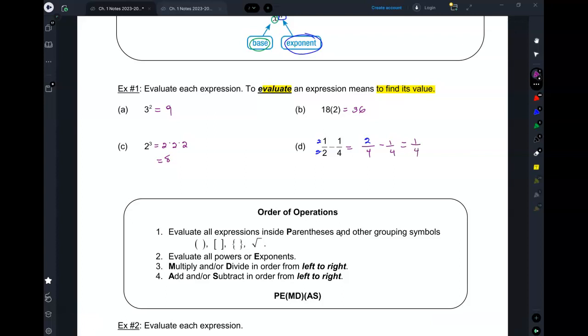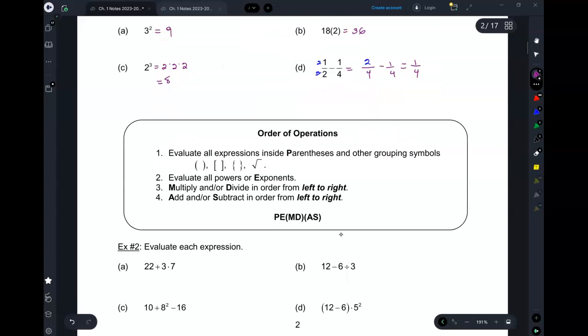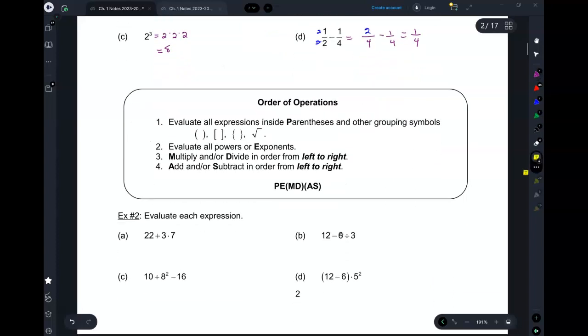So if it's halves and quarters like this, I also think to myself, okay, if I have half a dollar and I give away a quarter, how much do I have left? A quarter. Or, making a common denominator will never fail you. Okay? All right. So, order of operations.